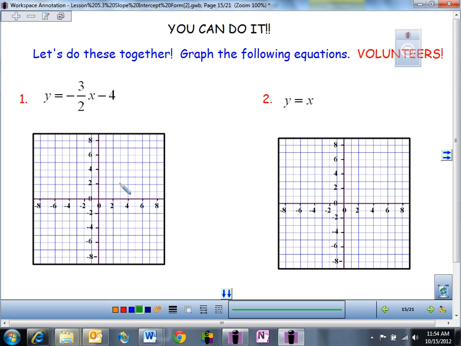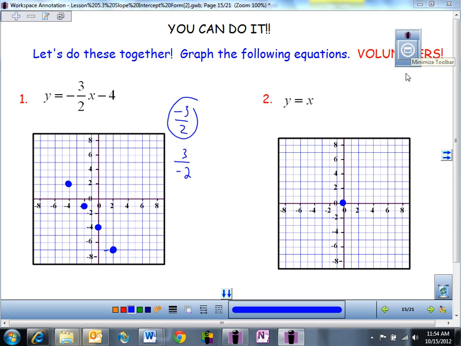So let's do this together. So we want to graph our b first. Let's find our b value. So number 1, I see a -4 for our b, and then over here I see a 0 for our b. So then we want to apply our slope. So this is a -3 over 2, or it's a 3 over -2. So if I do this top one, that's down, forward, down, forward. Or I could go with the second fraction, up 3, back 2, up 3, back 2. And again, we should be connecting our dots.